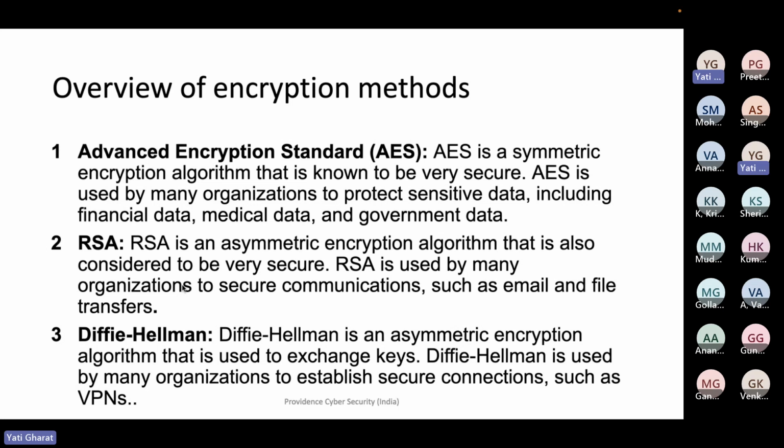Nowadays, algorithms like AES-256 are there. It is considered that even today's computing power will not be able to crack this encryption, guys. Now, RSA is also commonly used. The name RSA comes from the three inventors who invented the encryption. RSA is an asymmetric encryption algorithm that is also considered to be very secure. RSA is used by many organizations for secure communication such as email and file transfer.